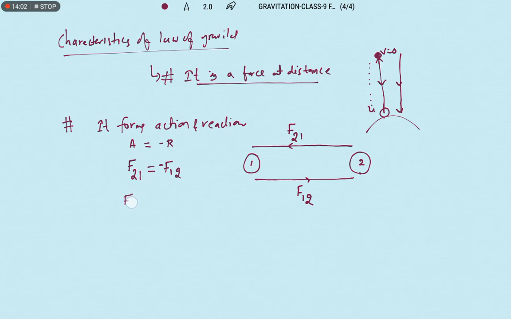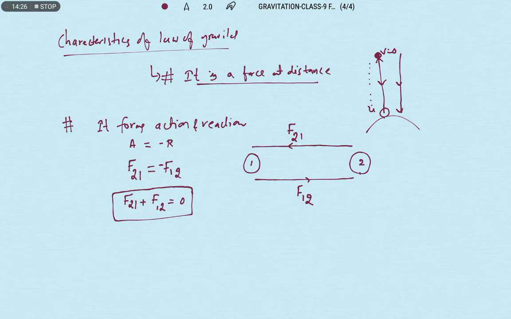Then what will be the resultant force acting on the system? F12 plus F21 gives 0. That means the net force acting on the system is equal to 0. That's why the objects remain at the same position. Because of this reason only we are not sticking to each other. In the same way we are not sticking to the walls.